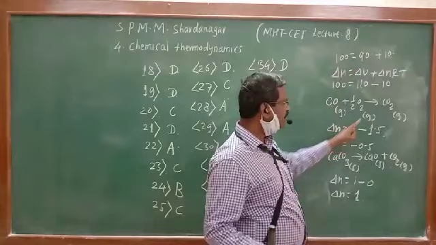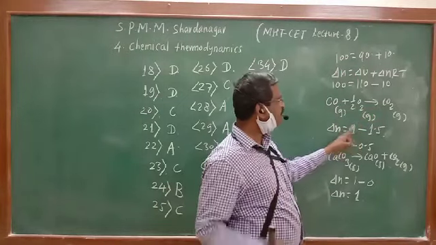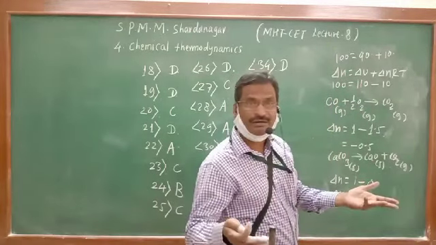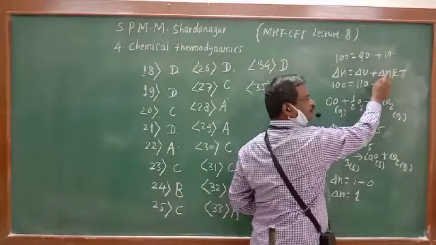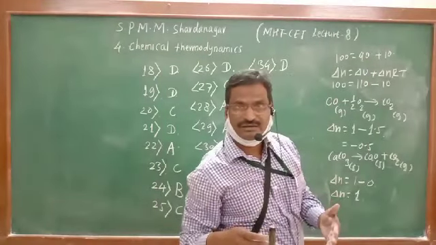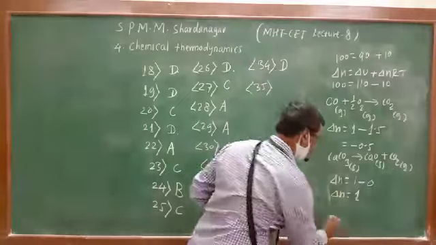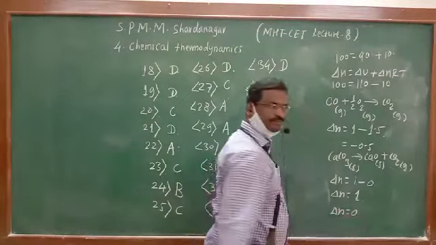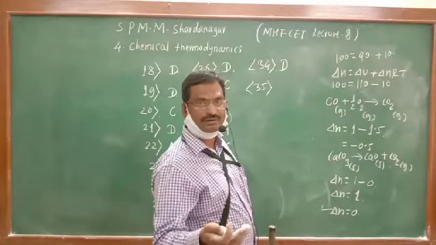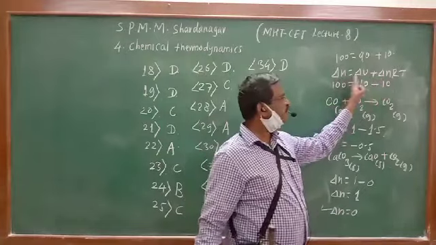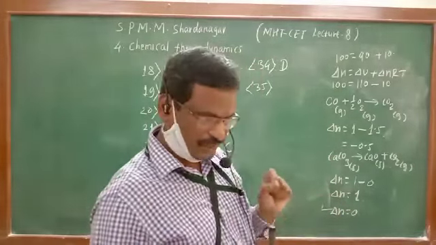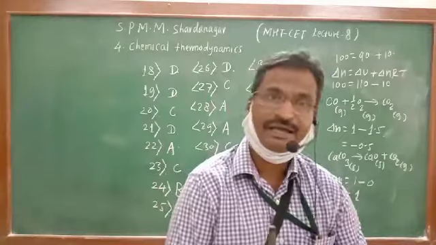Whenever N2 is less than N1, at that time delta H is less than delta U. And when they are equal, whenever this is 0, means the number of moles of reactant is equal to the number of moles of product, at that time delta N is 0 and delta H is equal to delta U. Those are the three important conditions, and on the basis of those conditions, here are the questions.